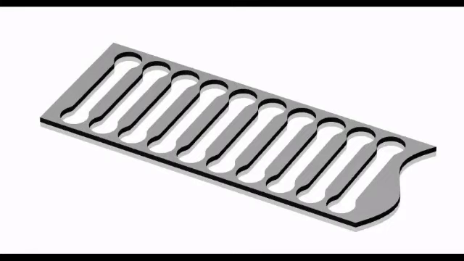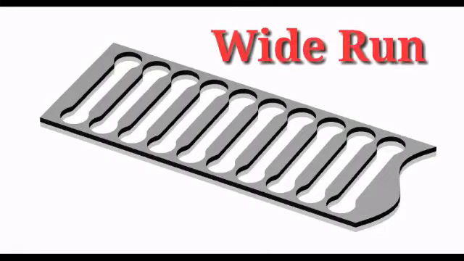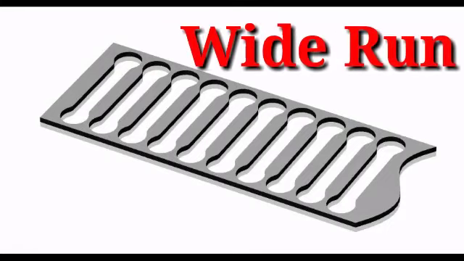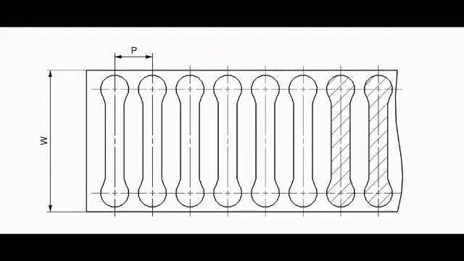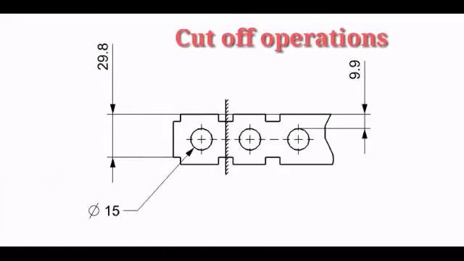The wide run is more desirable, due to the reasons you can see in the image. First, the shorter advance distance of the strip promotes easy feeding. Second, more blanks can be produced from a given length of the strip compared to the narrow run. Therefore, a fewer number of strips are to be handled to produce a given number of blanks. See the image. Now we are going to see the cutoff operation.